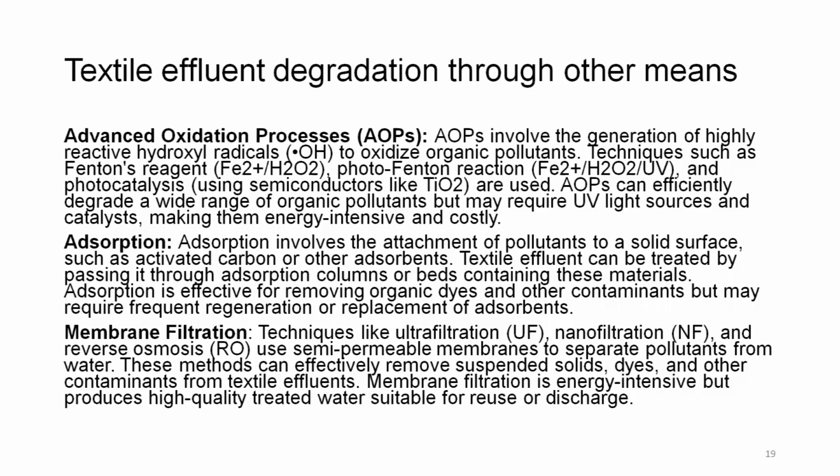Membrane filtration. Techniques like ultrafiltration, nanofiltration, reverse osmosis, we have discussed this before, use semi-permeable membranes to separate pollutants from water. These methods can effectively remove suspended solids, dyes and other contaminants from textile effluent. Membrane filtration is energy intensive, but produces high quality treated water which is suitable for reuse and discharge. So, there are advantages, there are disadvantages. It requires a lot of energy, and then there is a problem of membrane fouling that cannot be avoided.